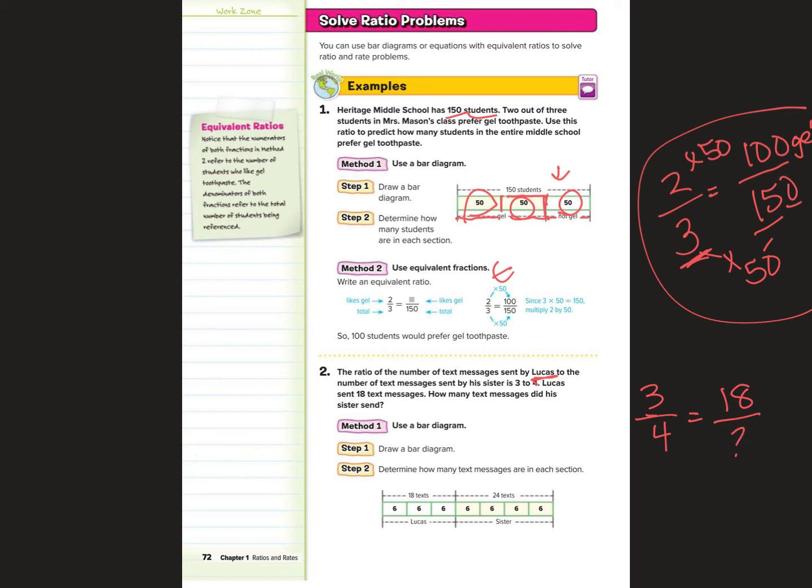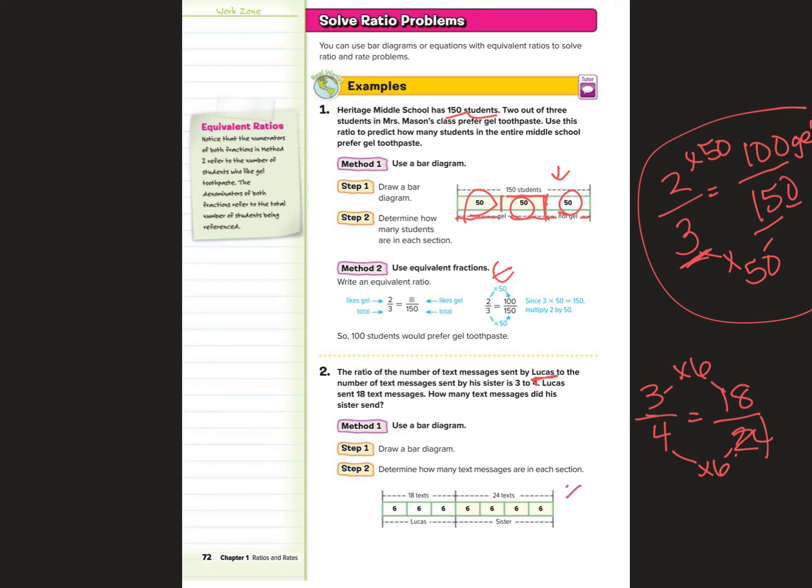How many did his sister send? Okay, so to get from 3 to 18, I multiplied by 6. To get how much his sister sent, multiply by 6. So we know his sister sent 24 text messages.